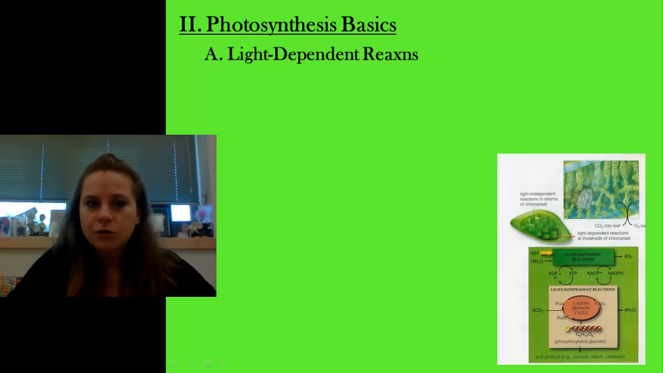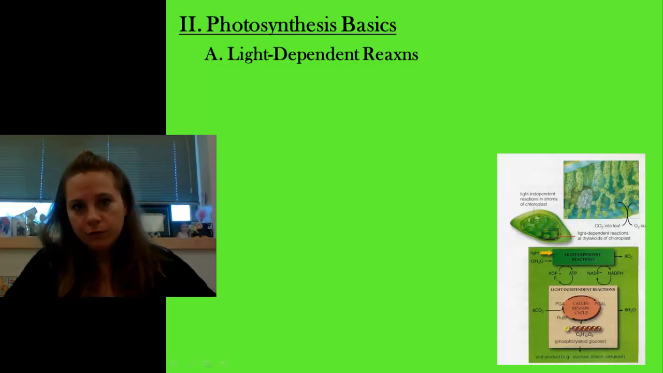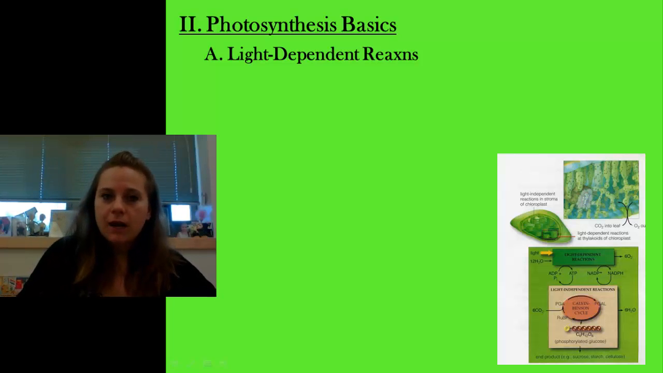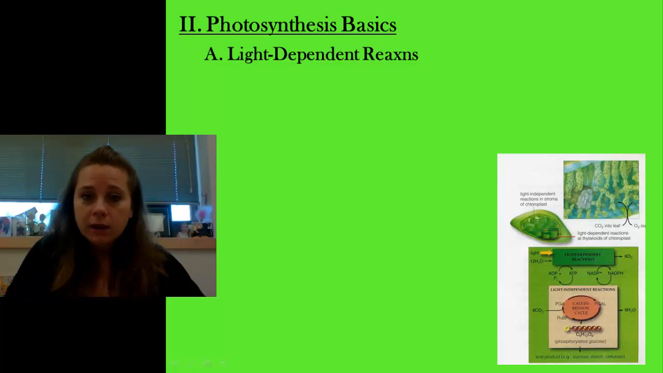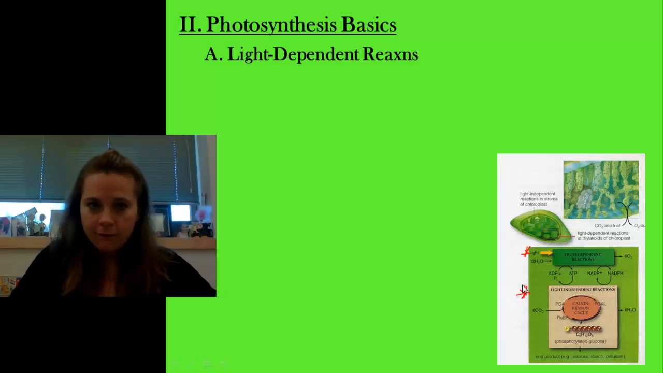Photosynthesis is broken down into two parts. We have our light-dependent reactions, and then we have the light-independent. We're going to focus first on the light-dependent reactions because this is where it really kicks off. Over here you can see that there are two different parts. There's the light-dependent side, and the light-independent side is down here, and we're going to get to that in a few.